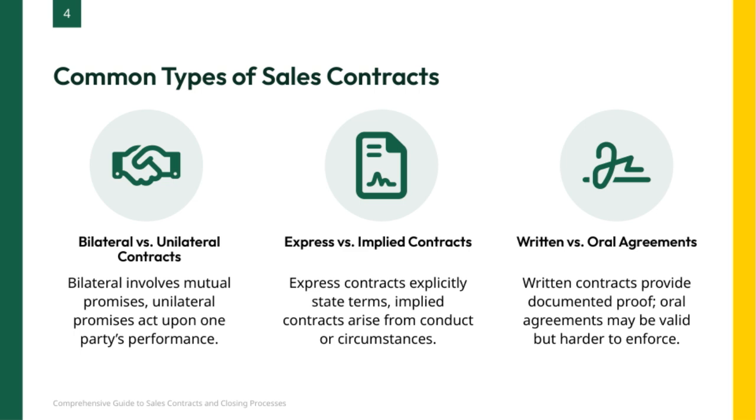Next, we have express versus implied contracts. Express contracts explicitly state their terms. These are clear agreements where everyone knows what's expected. Implied contracts, however, arise from conduct or circumstances where the actions of the parties suggest a contract even if nothing was explicitly spoken. Finally, there's the distinction between written and oral agreements. Written contracts are documented, providing solid proof of the terms and making enforcement easier. Oral agreements, while often valid, can be harder to prove and enforce because they rely on memory and testimony.